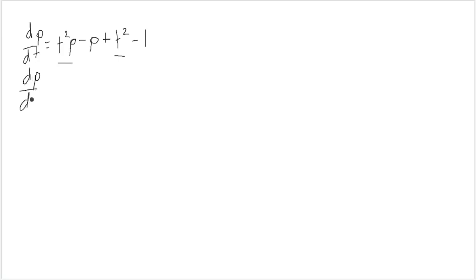So if I rewrite this as dp over dt equals t squared p plus t squared minus p minus 1, I look here and I see that I can take t squared out of these two factors and might be left with something worth value. So if I take t squared out, I'm left with p plus 1. And I can see over here that I have a negative p minus 1. And if I took out a minus 1, I'd be left as well with a p plus 1. So I will do that over here.